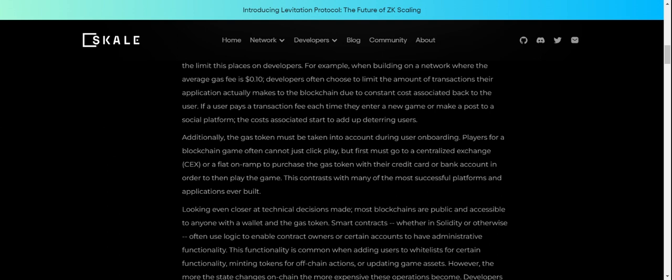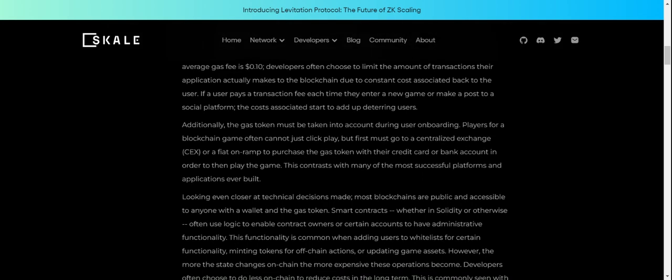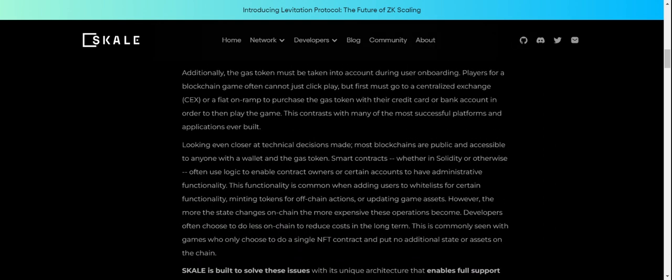The players for blockchain game often no dey fit play their game. Dem no fit just click play, because first dem must go into centralized exchange wey be CEX or fiat on ramp to purchase the gas token wey dem wan take dey pay gas fee with either their credit card or their bank account before dem go fit play this game. All dis thing dey contrast with many of the most successful platform and application wey dem don ever build.